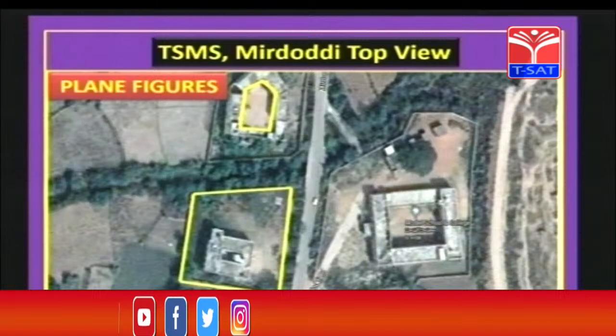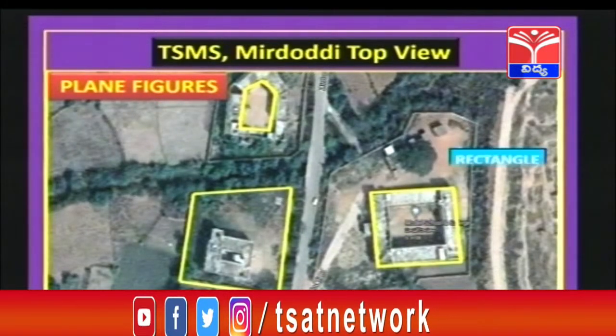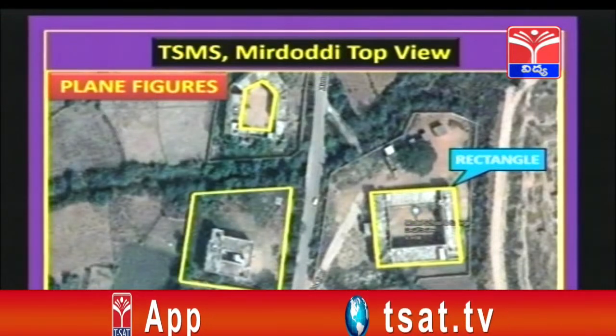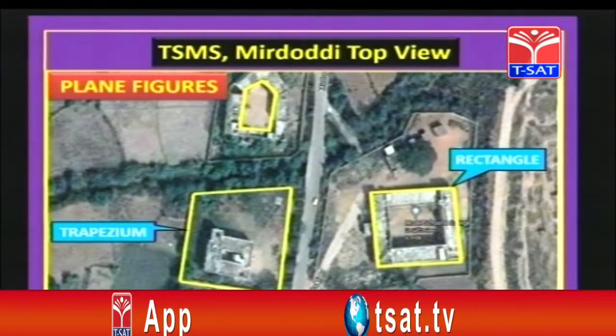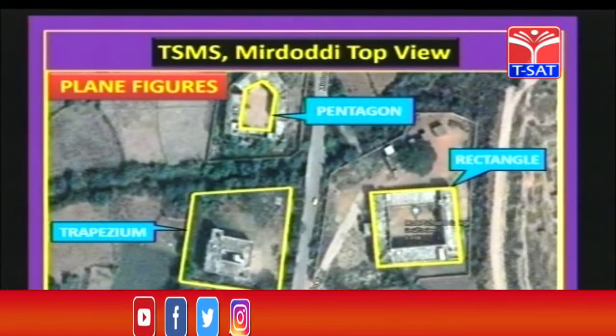The first one, if you notice, is our school. It is in the shape of a rectangle. Whereas the next one is our hostel building. It is in the shape of a trapezium. Whereas if you notice, the other building is in the shape of a pentagon.